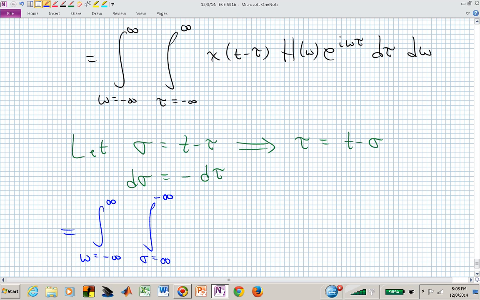The way that we've basically negated the sign relationship between sigma and tau. We now have x of sigma, h of omega, e to the I omega, and now we've made this a little more involved, but we can separate this exponential more easily than we can separate x. So this now becomes e to the I omega t minus sigma. D tau is now minus d sigma d omega.